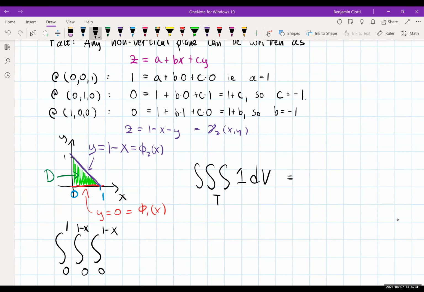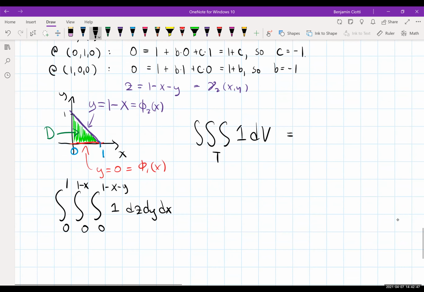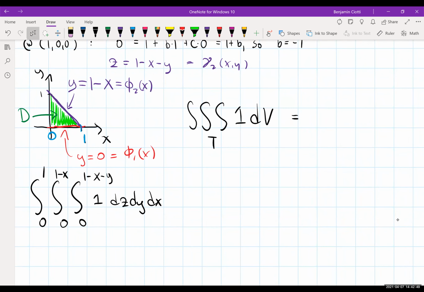0 to 1 minus x minus 1. Okay, so any questions on the setup? This was the hardest part. Almost always, it's just setting it up. That's the hardest part.